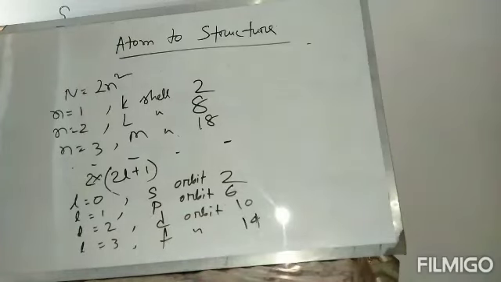Okay, so these are the electronic configurations on the basis of quantum numbers.